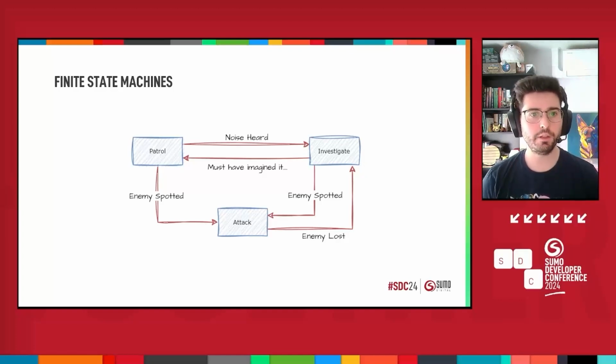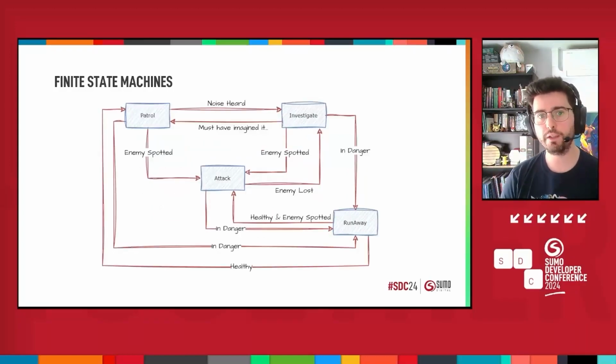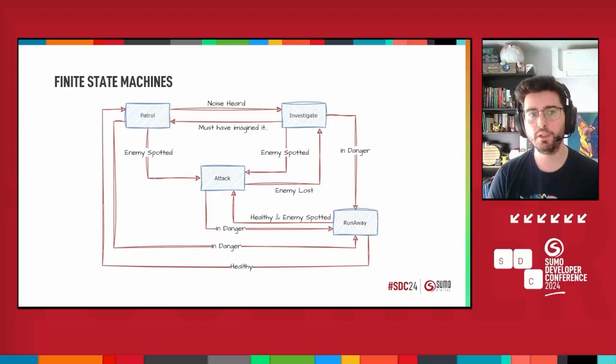So as you can see here, you have these 3 states. They can go from attack to investigate if the enemy is lost. If the enemy is patrolling and he heard a noise, he might go investigate, etc. Now, what we're going to do next is add a new state, the runaway state. We want the NPC to run away if it feels like it's in danger. But as we can see, we're starting to run into one of the issues with state machines. It suddenly became a lot more complicated.